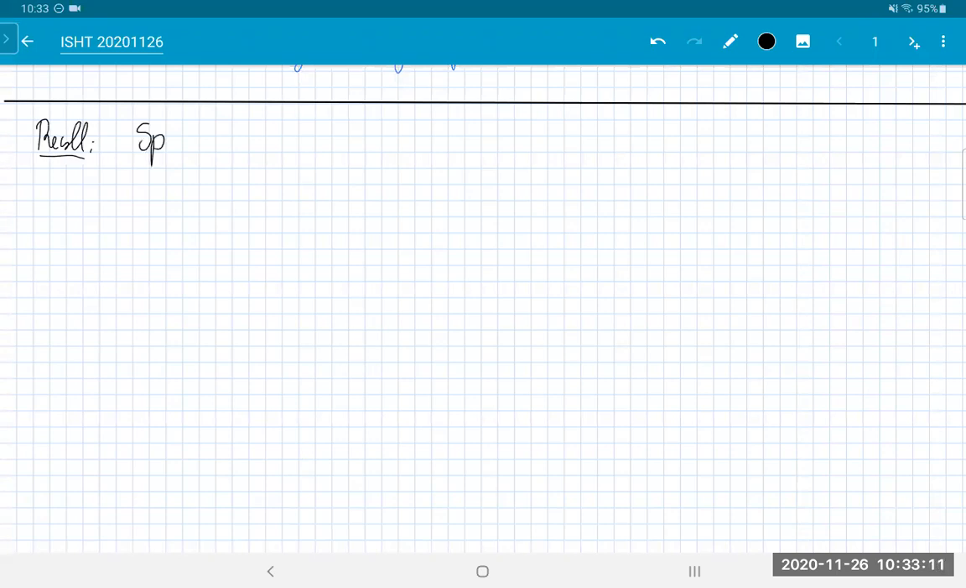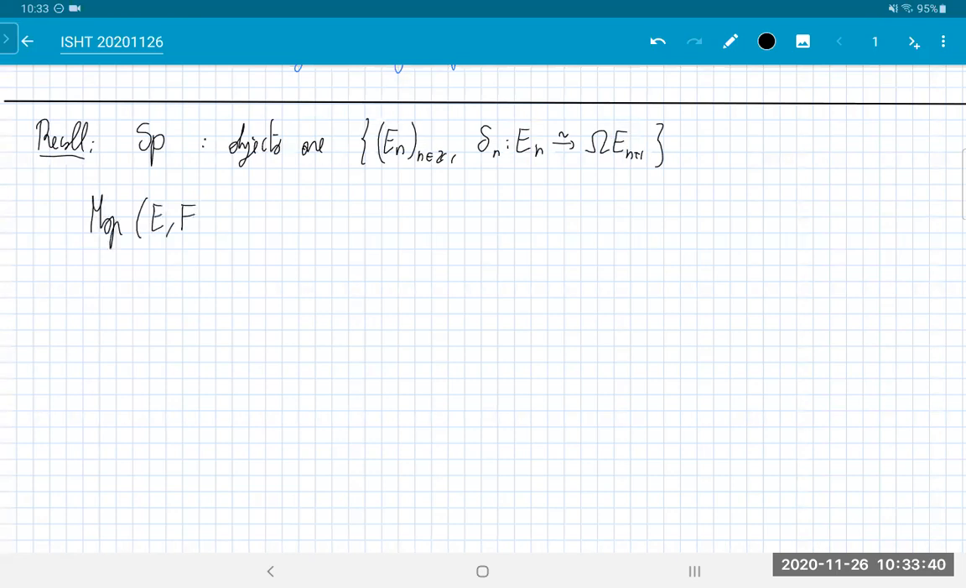we have spectra. This is as objects, these sequences and maps. Oh, sorry, I called them E, and I probably should stick with E. And a map from E to F in spectra. The limit of F E0, F0, omega, map E1, F1, omega, etc.